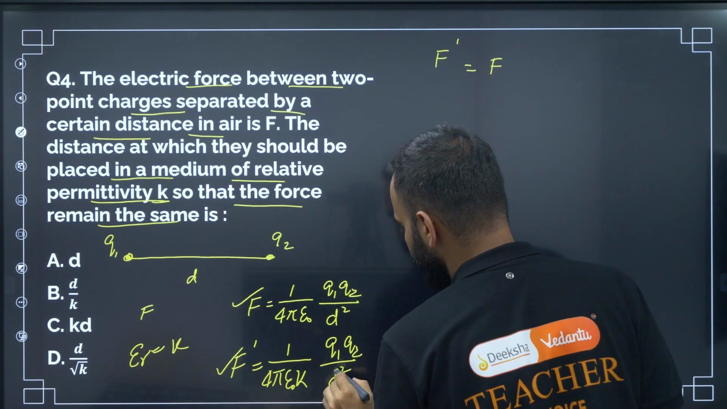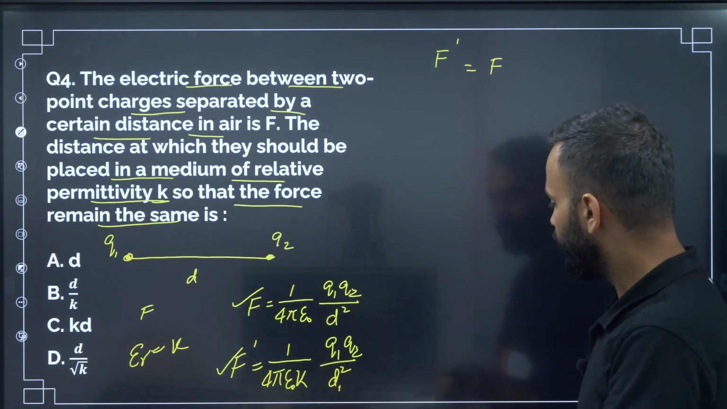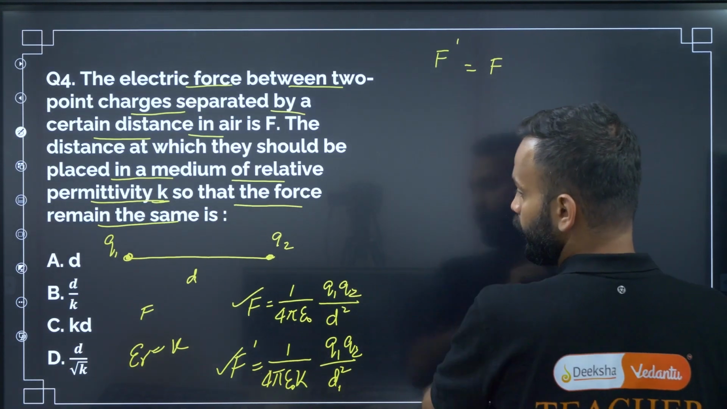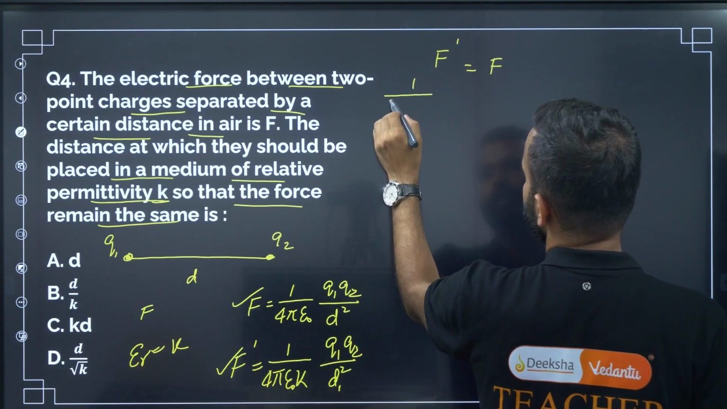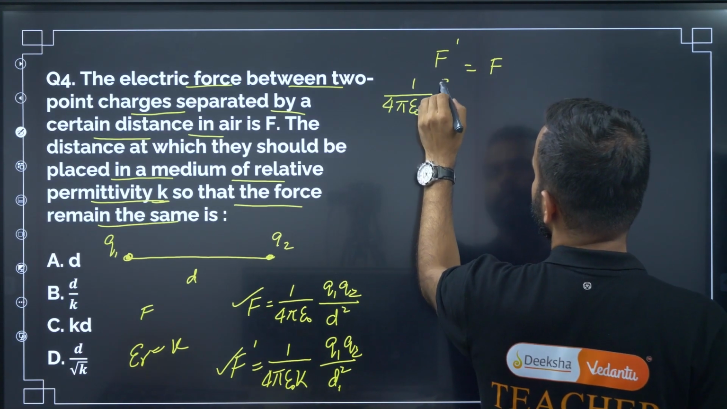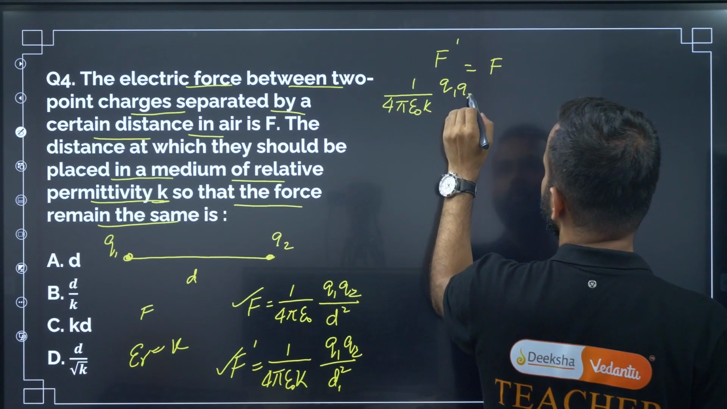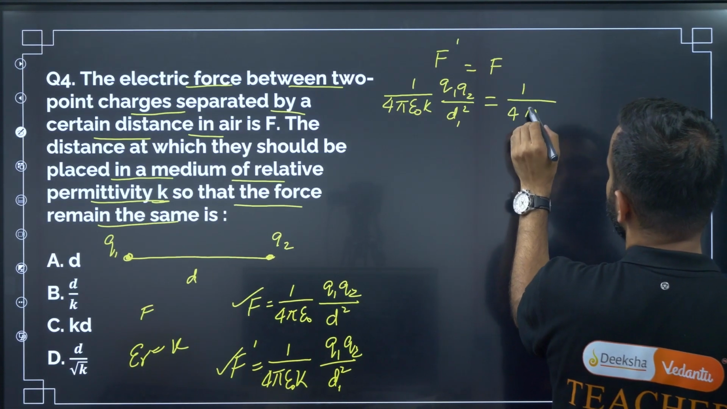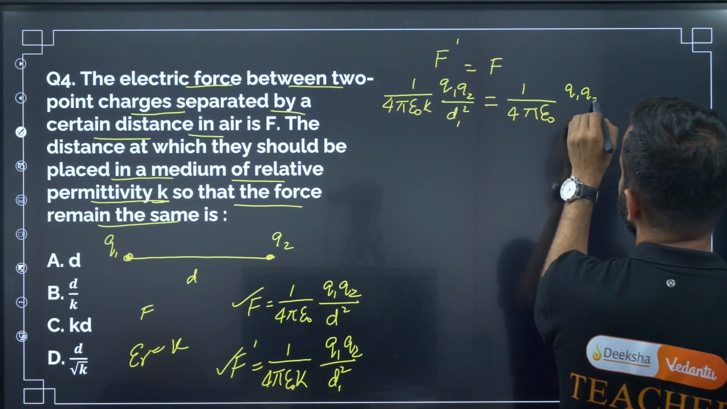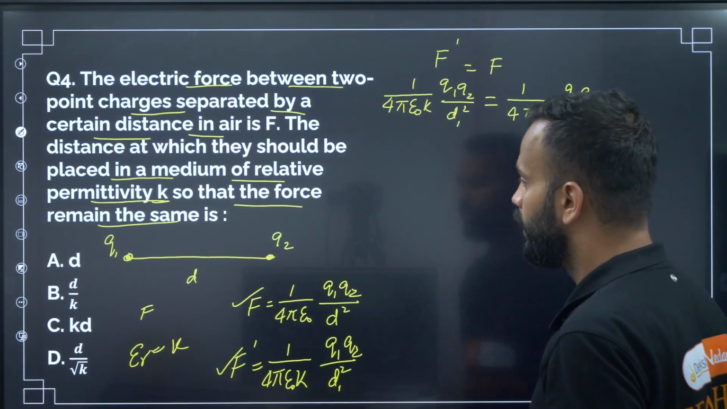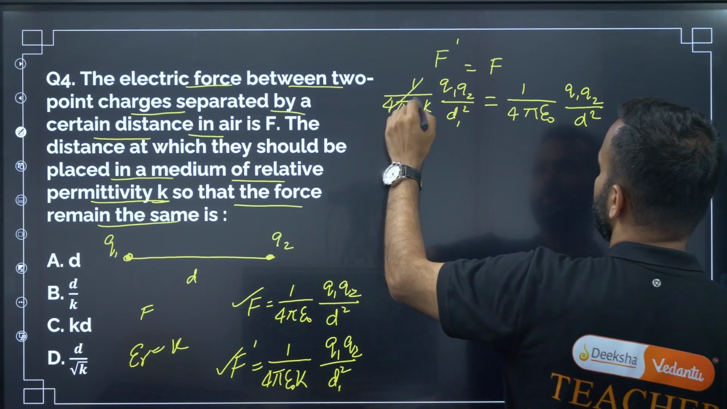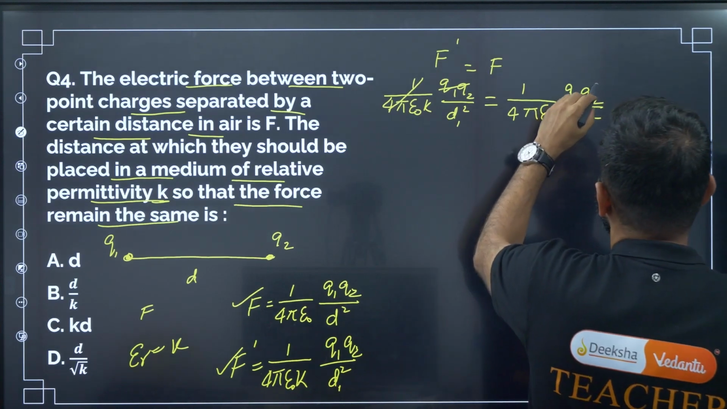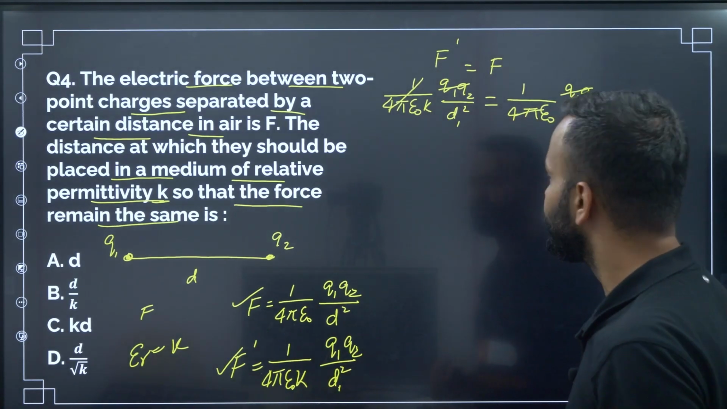Here we need to find the new distance, so let's say d1 square. F dash is equal to 1 divided by 4 pi epsilon naught into k q1 q2 divided by d1 square, which is equal to F, that is 1 divided by 4 pi epsilon naught q1 q2 by d square. Here q1 q2 divided by 4 pi epsilon naught will get cancelled.